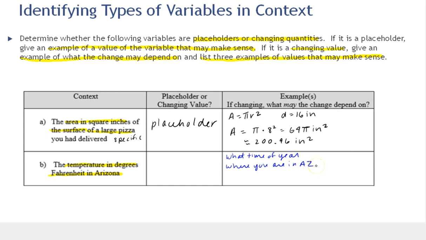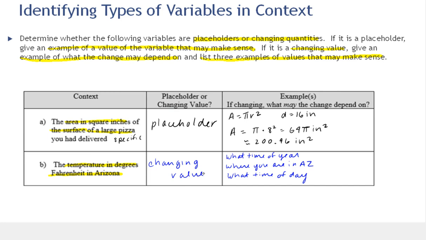Okay, so it's typically colder in Flagstaff than it is in the Phoenix area. It also depends on what time of day it is, so it's warmer during the day than the night. I put a lot of different examples of what the temperature may depend on. We were just asked for one, and we're going to list 3 examples of values that may make sense. But first notice, since the temperature may depend on all of these things, they don't tell us what, but we can say that this is a changing value.